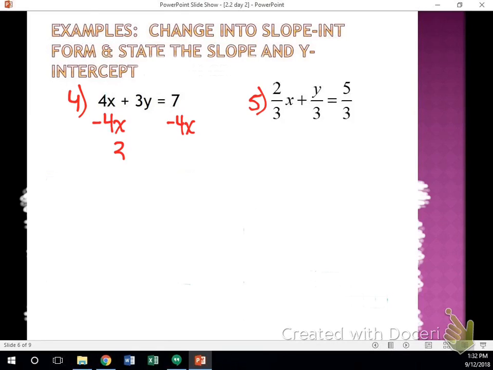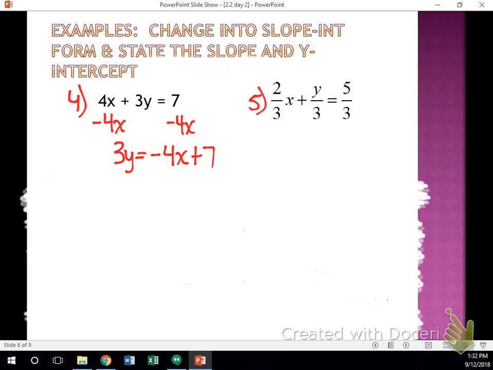That leaves me with 3y equals, you can write it as 7 minus 4x. I'm going to write it as negative 4x plus 7, because I know my goal is slope-intercept form. And in slope-intercept form, the x comes first. Right? Y equals mx plus b.